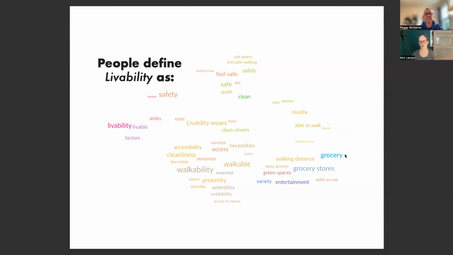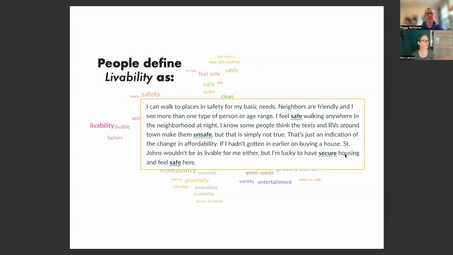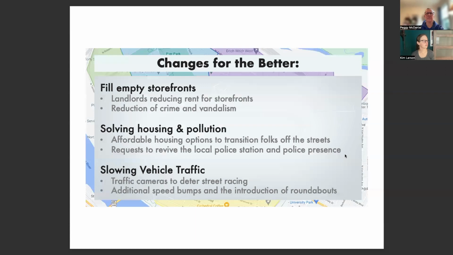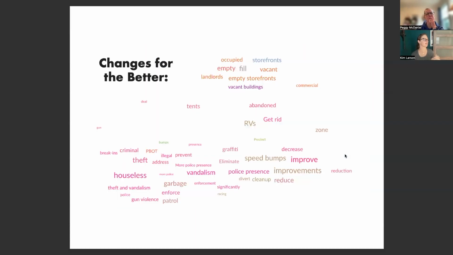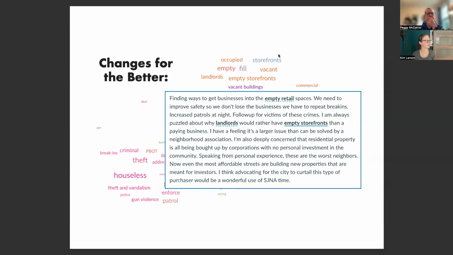Access to grocery stores, huge. We're not seeing access to downtown as a reason to pick St. John's because we don't have good access to downtown, right? That's going to be different for a different neighborhood. And so we have some examples, changes for better. We can see some people wanting police presence and concerned about RVs and empty storefronts. That is a standard expected thing for St. John's. We didn't have big surprises there.